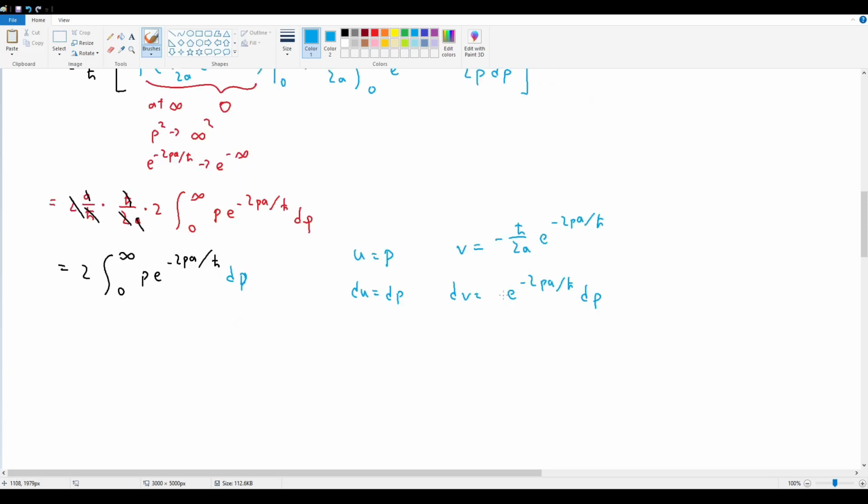Okay, doing the same thing, this is going to equal 2 times uv, which is p times negative h bar over 2a e to the negative 2pa divided by h bar from 0 to infinity, minus integral v du, which is plus h bar over 2a, integral 0 to infinity, e to the negative 2pa over h bar dp.